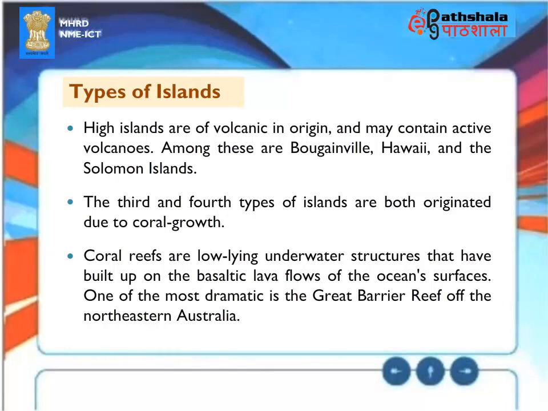The third and fourth types of islands both originate from coral growth. Coral reefs are low-lying underwater structures that have built up on the basaltic lava flows of the ocean's surface. One of the most dramatic is the Great Barrier Reef of northeastern Australia.